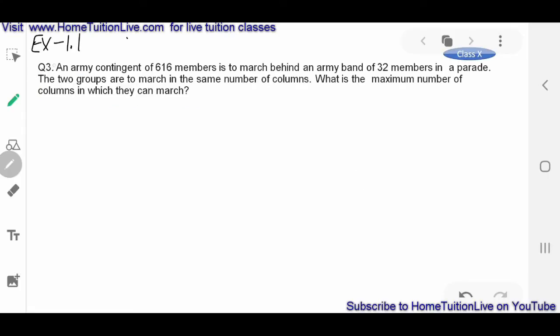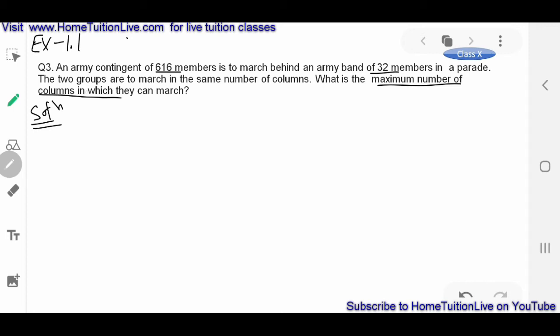We have question number 3 of exercise 1.1. We have to find: an army contingent of 616 members is to march behind an army band of 32 members in a parade. The two groups are to march in the same number of columns. What is the maximum number of columns in which they can march? So we have to find the maximum number of columns in which they can march. It means we have to find the HCF of both these numbers.